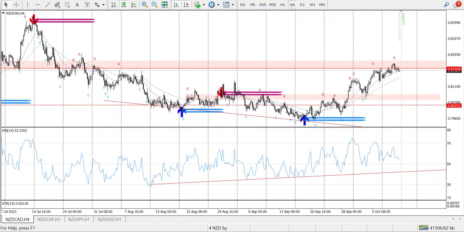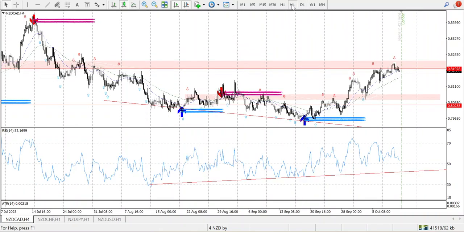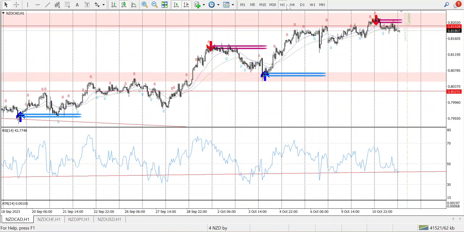So one second, in hour 4, it's an uptrend market. Daily time frame, it's an uptrend market in the daily time frame. Hour 4 is an uptrend market. Hour one, I can't see a downtrend, it's still an uptrend.